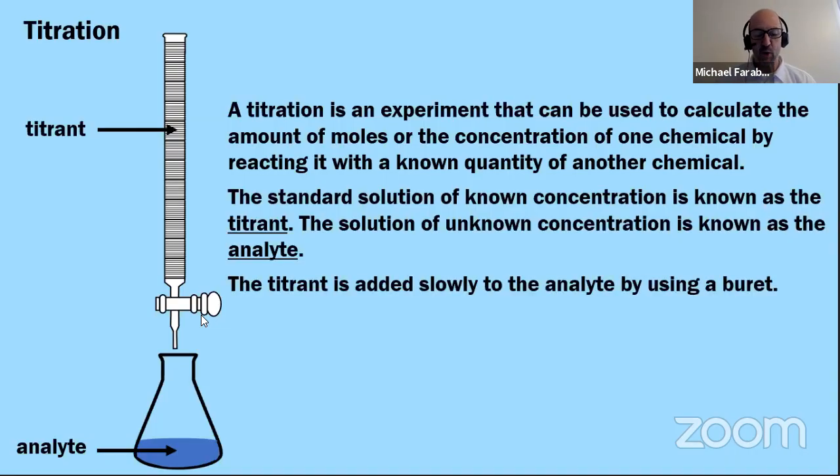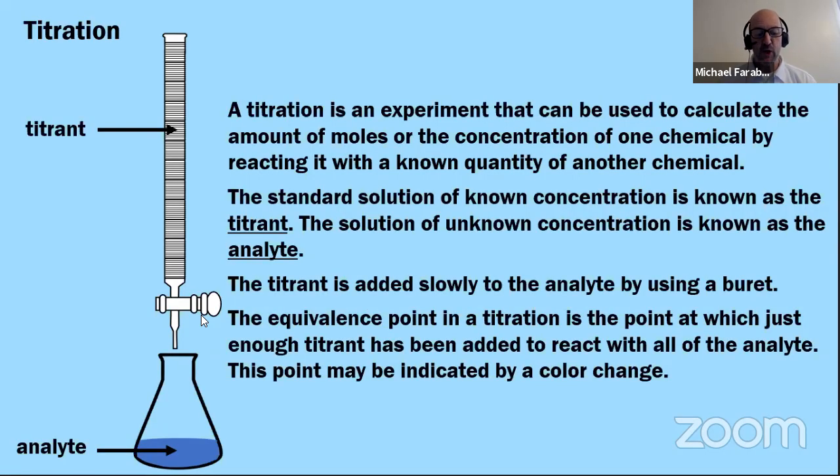So the titrant is slowly added to the analyte by using the burette, and then the equivalence point is reached. And the equivalence point in a titration is the point at which just enough titrant has been added.